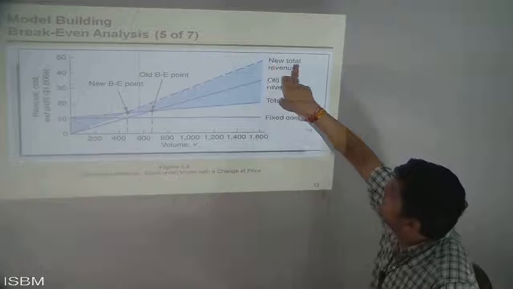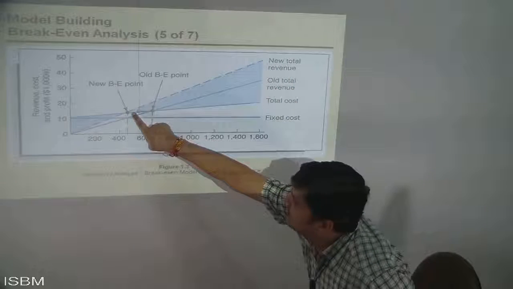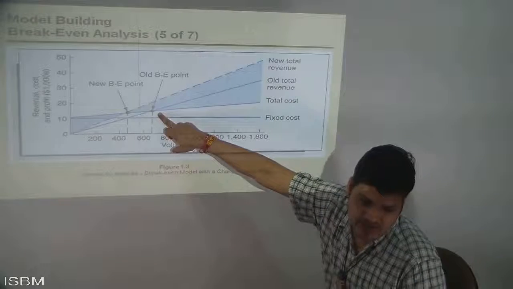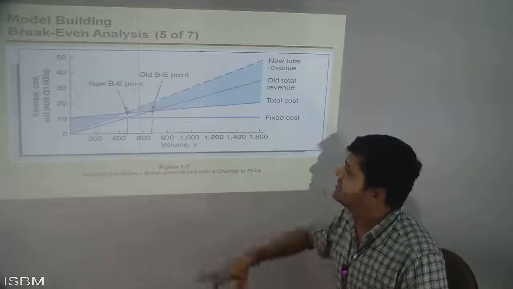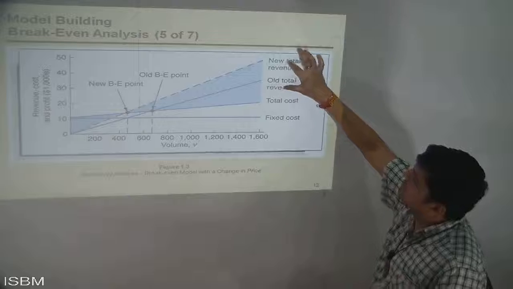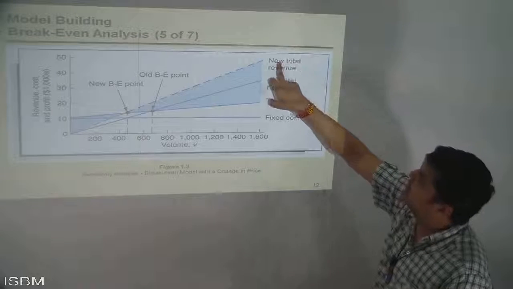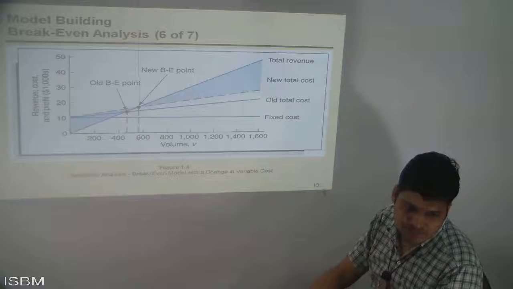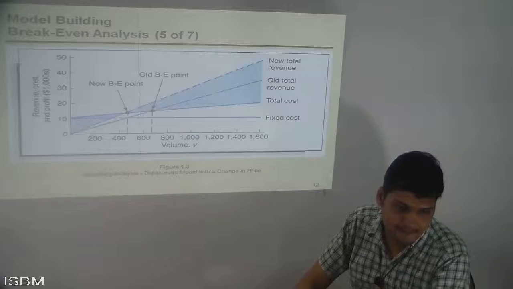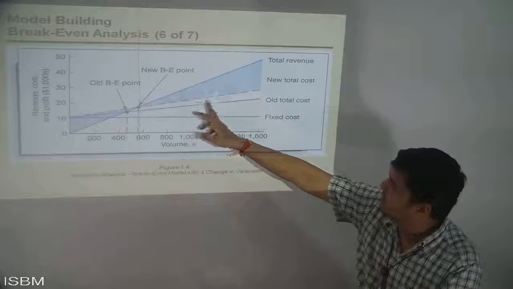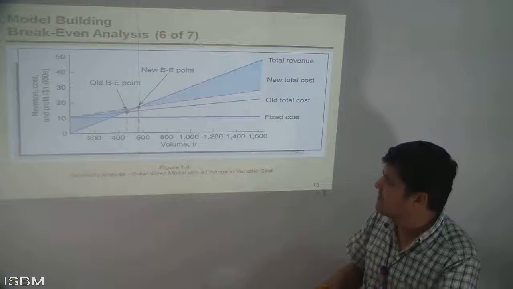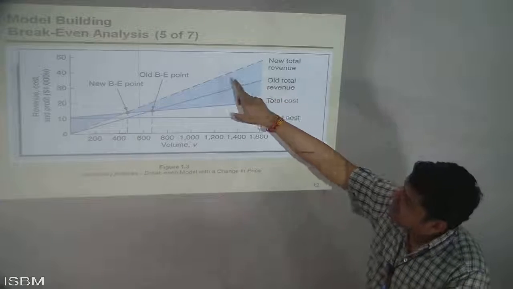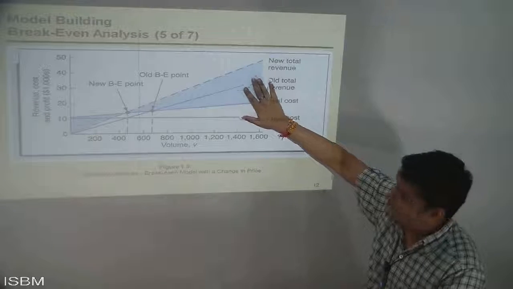You can see that when you get a new total revenue, this point is the new break-even point. This is the old total revenue which we have seen in the last picture, and here you can see the new break-even point, where this is the new total revenue and this is the old total revenue. So we got a new break-even point over here. Now break-even analysis is a sensitivity analysis of the break-even model with the change of variable cost and with the change in price.